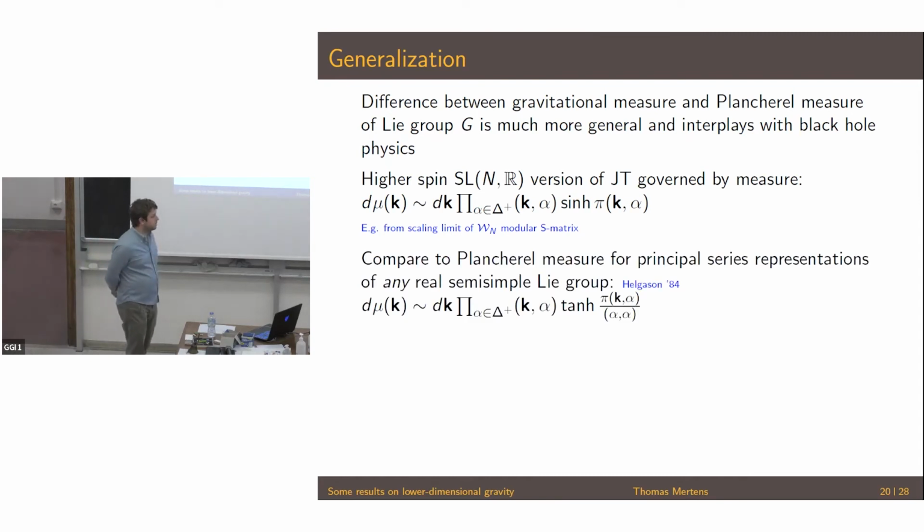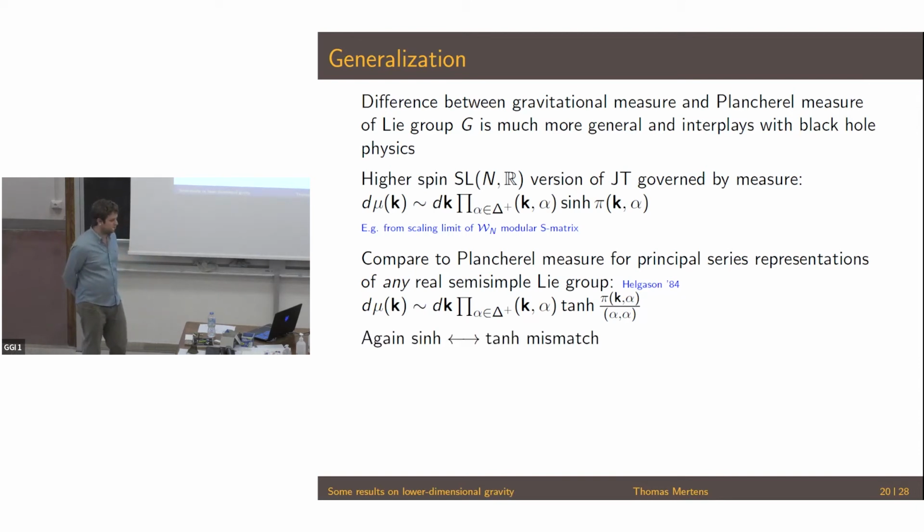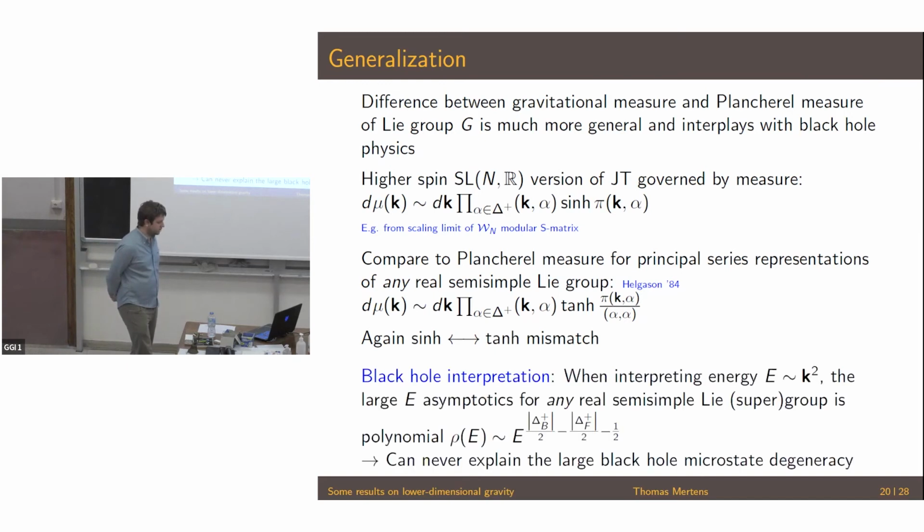But mathematicians have computed this Plancherel measure for the principal series representations of any real semi-simple Lie group, and you can write it in this way. So it looks very similar, except that now it's k times tanh pi k for every positive root in the algebra. So again, there's a sinh versus tanh mismatch. This is not just true for JT gravity, this is a generic mismatch.